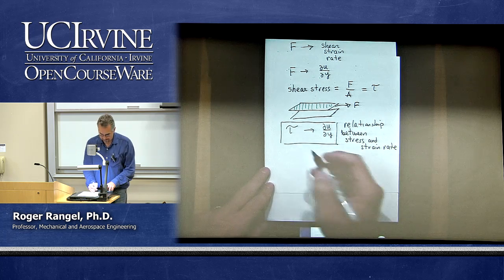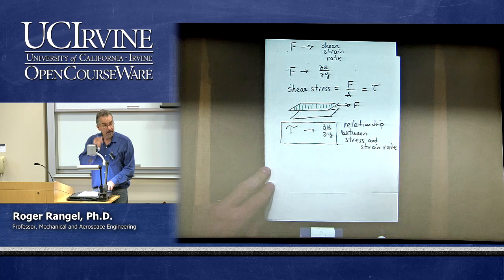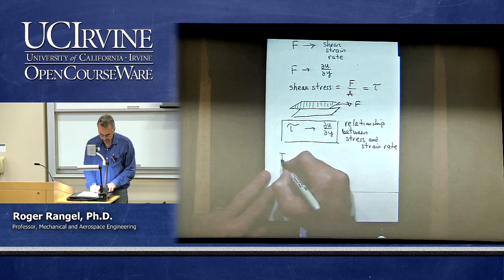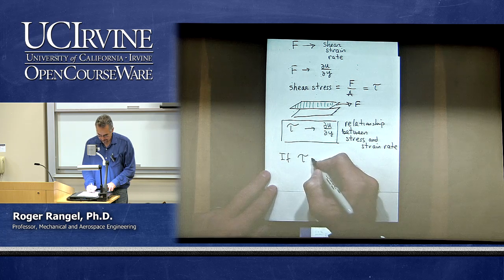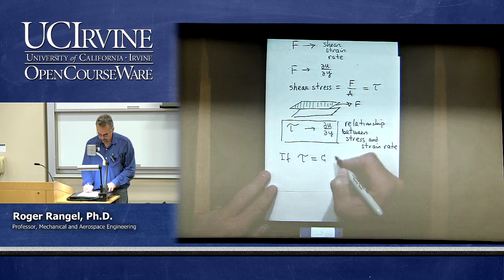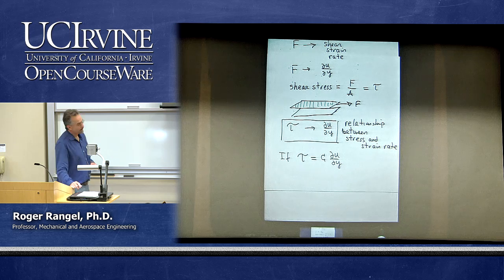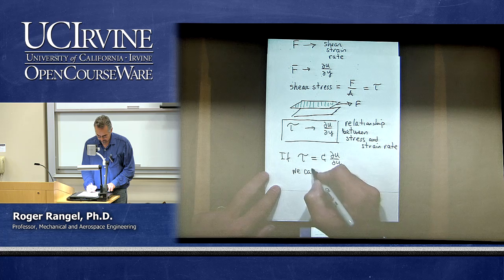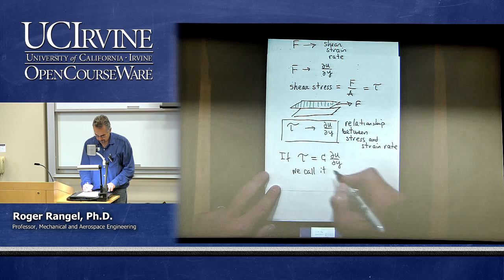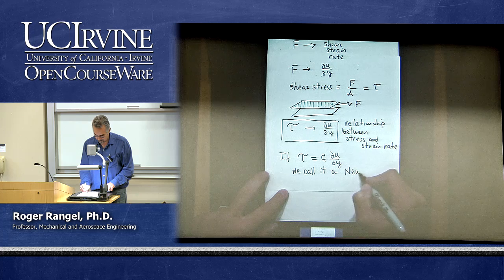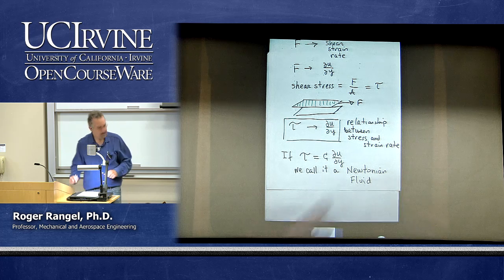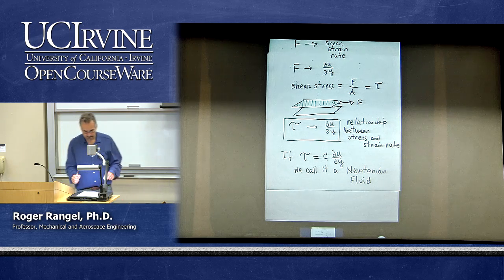So, which means the following: the relationship would be a linearly proportional relationship. So if tau happens to be equal to a constant times du dy, then we call this type of fluid a Newtonian fluid, when that relationship is linear.